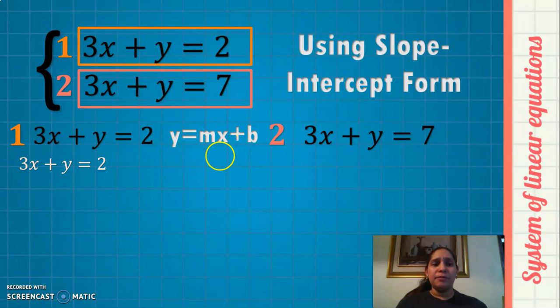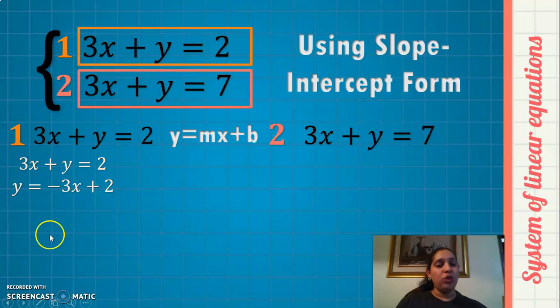So knowing this, I know that my y needs to be completely alone. And as you can see on this equation, I don't have it alone. So I need to move my 3x to the other side. This way, my 3x is adding on here, so on the other side it goes doing the opposite operation, that is, subtracting. So my slope-intercept form will be y equals negative 3x plus 2.